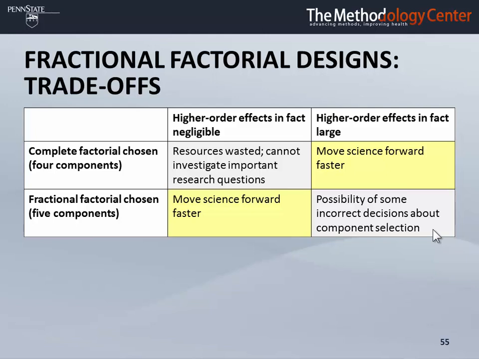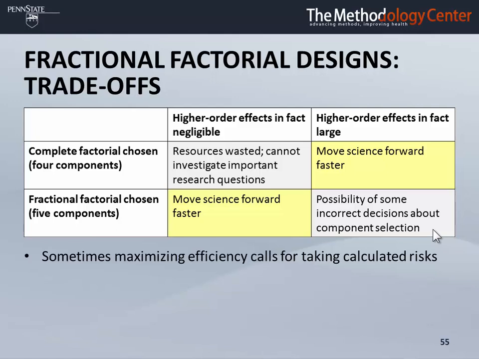If we choose the fractional factorial design and the higher order effects are in fact negligible, we move science forward faster. If we were wrong and some of the higher order effects are large, there is a possibility of some incorrect decisions about component selection.